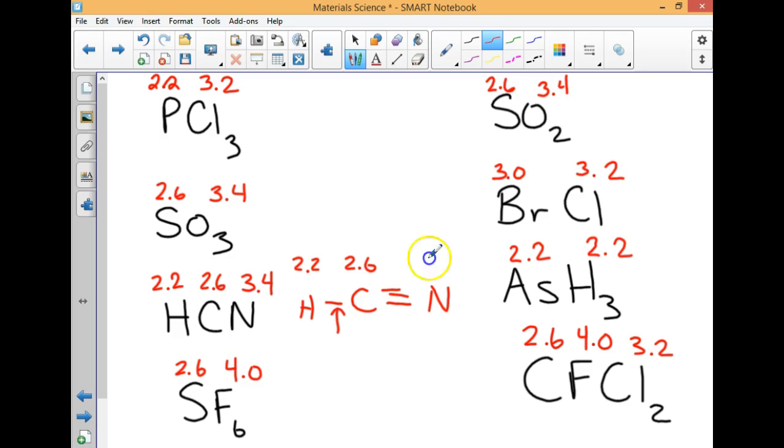If I compare these two electronegativities here, there's only a difference of 0.8, which means these 6 electrons here are also fairly equally shared. We would not compare this electronegativity with this electronegativity because hydrogen and nitrogen are not sharing any electrons. So it looks like it should be a polar covalent molecule, but it's non-polar.